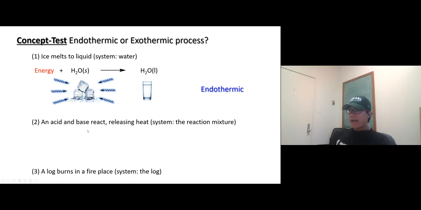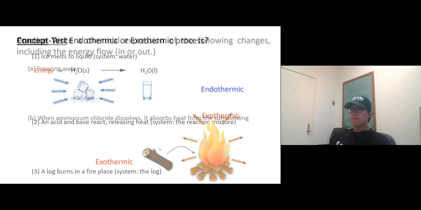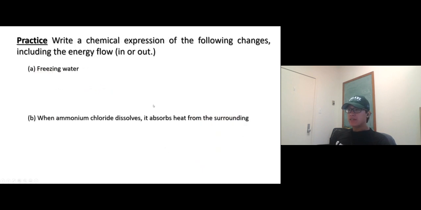Next one, an acid and a base react, releasing heat. Releasing heat, of course, that's exothermic process. A log burns in a fireplace, right? The log burn. There we go. So I'll put the log in there. What happened? Well, the reaction keep going, right? And releases heat. That's why we feel hot, right? So if the log is a system, so the log has to release the energy. This is an exothermic process. Okay. All right. Pause the video right here. Try it on your own and then check with me.